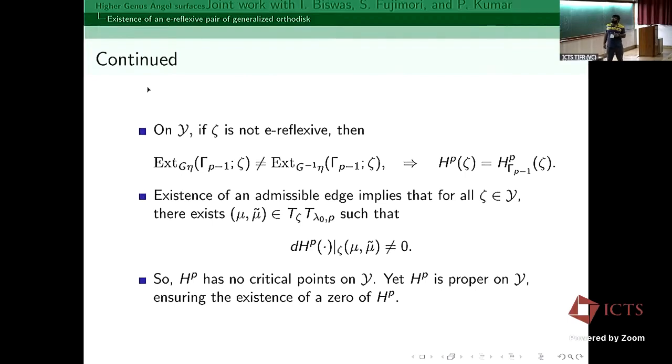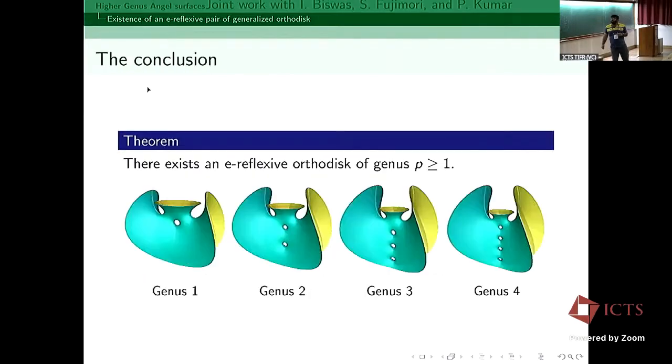So using the Beltrami differential pair, we can prove that this is non-zero. Then what you can say is that this HP has no critical points on Y, but HP is proper on Y, so there must be a critical point of HP. So this is a contradiction. So this zeta cannot be irreflexive. Okay, so there exists at least one irreflexive zeta for each P.